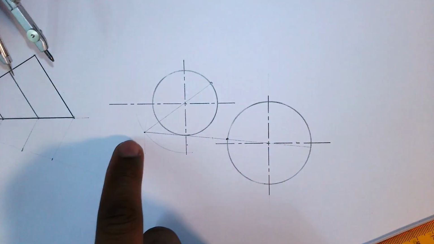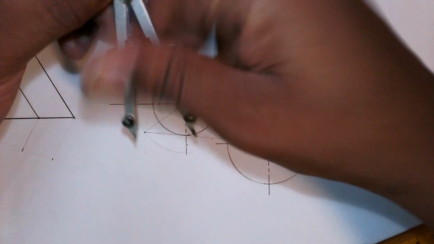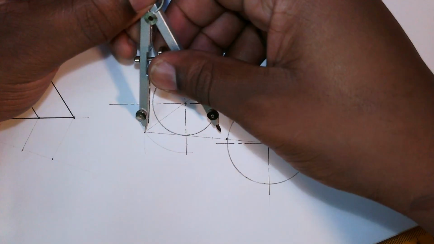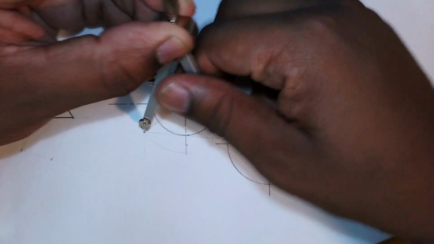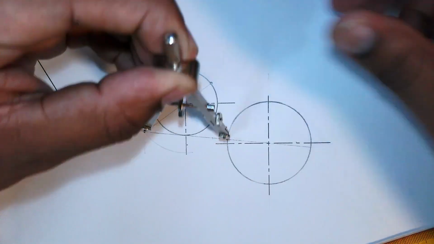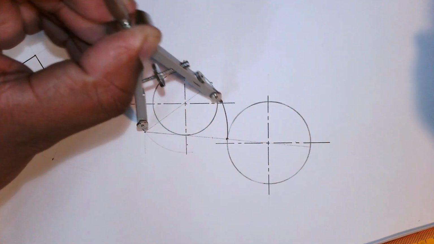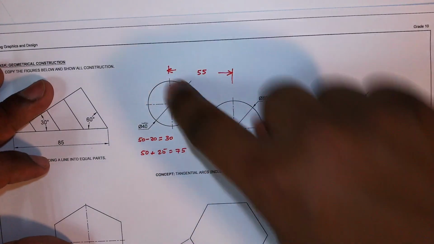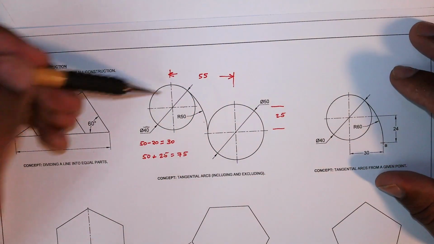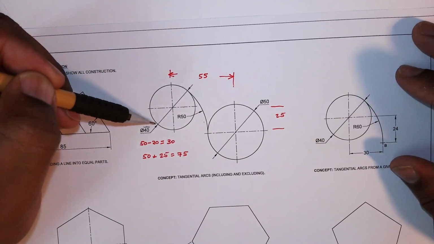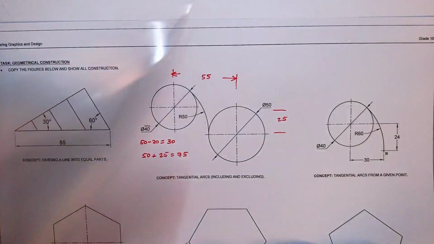So I'll put my compass at this point and adjust my compass to any of these two points, like that, and then draw in the arc. So this is the tangential arc. That's it. That's how you draw the tangential arc. You just need to check if the circle is included or excluded. So that's it for this figure.